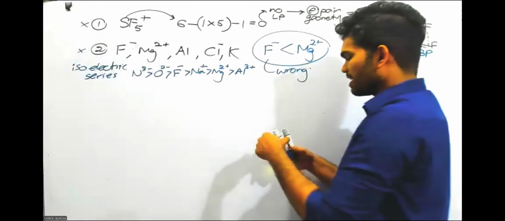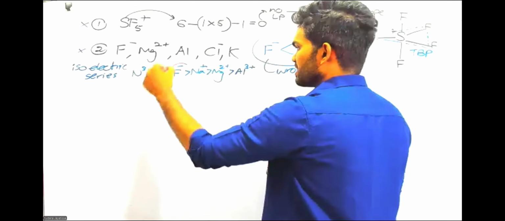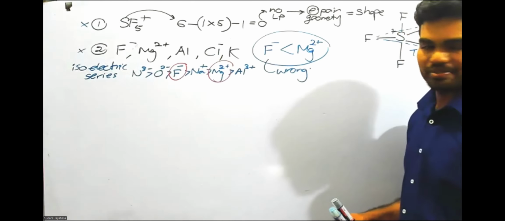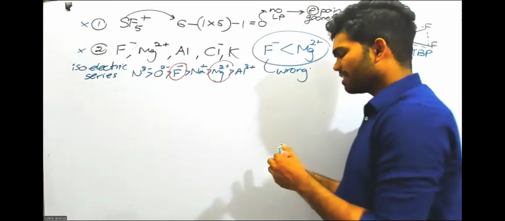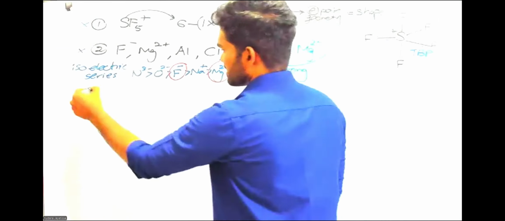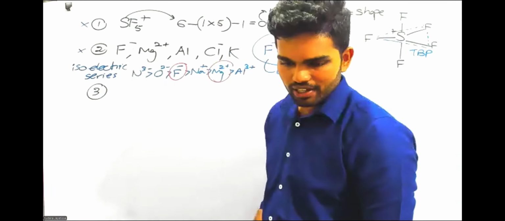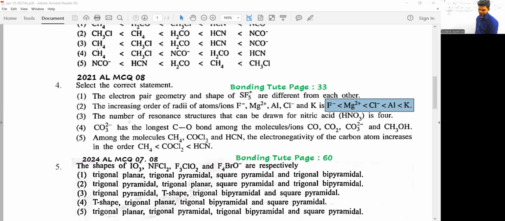So you can now clearly see F minus is right here, Mg2 plus is here. So it should be smaller. In that way, we can say the second statement is wrong. Now let's go to the third one. In the third one, the number of resonance structures that can be drawn for nitric acid is 4. Nitric acid, HNO3. It's talking about the resonance structures.